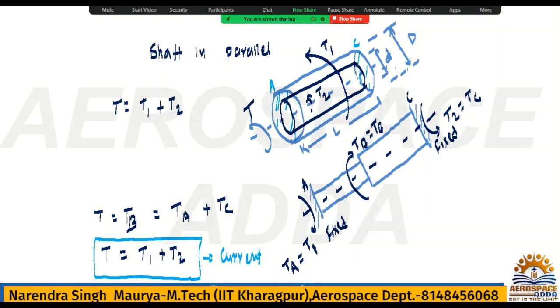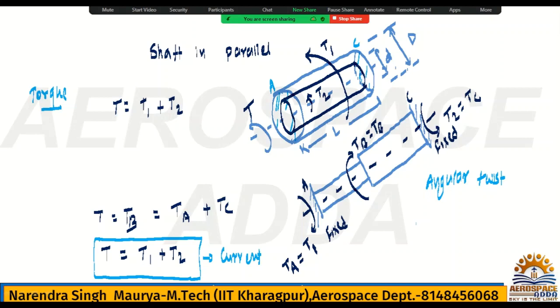So in this case, what value you will get? This is about the torque, this analysis. Now what about angular twist? If I say angular twist, that means angular twist per unit length. Because both ends are fixed, whatever the twisting will be in one shaft, the same twisting will be in the other shaft, because it is clamped. So whatever the twisting, that twisting will be constant.